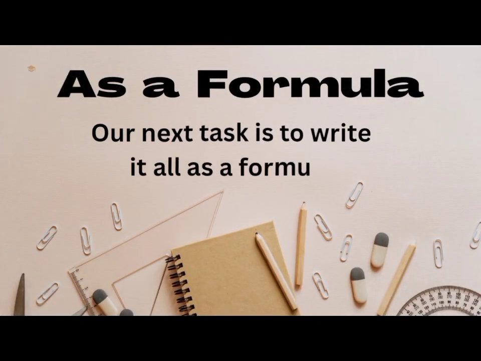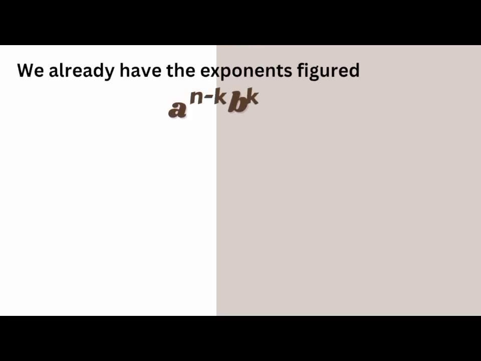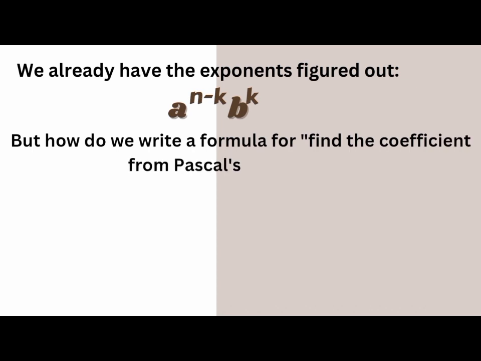As a formula, our next task is to write it all as a formula. We already have the exponents figured out, which is a to the power of n minus k times b to the power of k. But how do we write a formula to find the coefficient from Pascal's triangle?